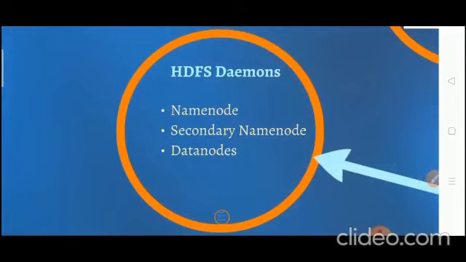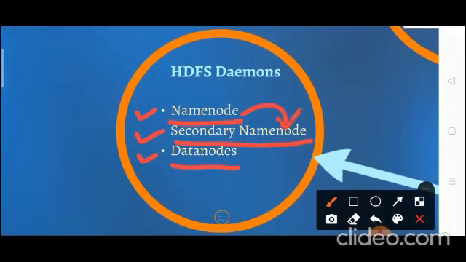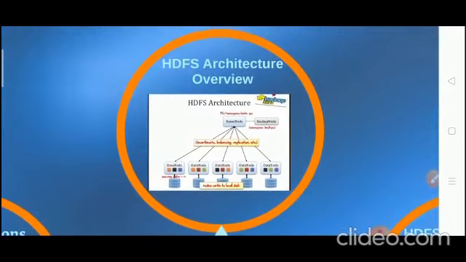HDFS is one of the daemons, and it is one of the components, and it contains basically three important parts. First is the name node, then the secondary name node, then the data node. Here the name node is the important concept, and the data node is actually part of the name node. The secondary name node is actually a backup copy of the name node. So we need to understand this.